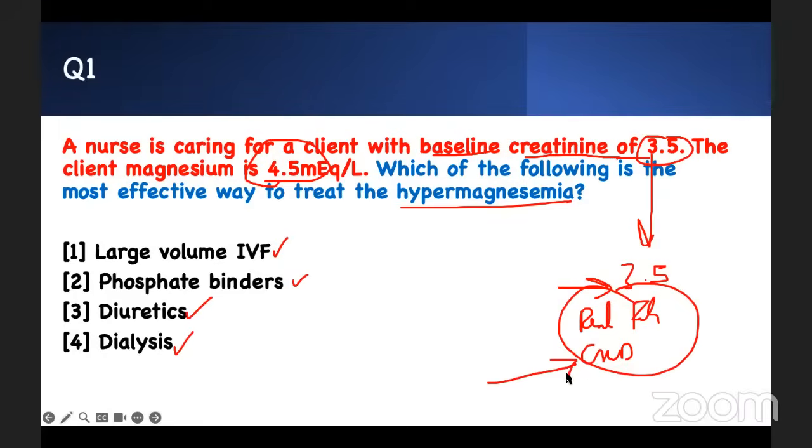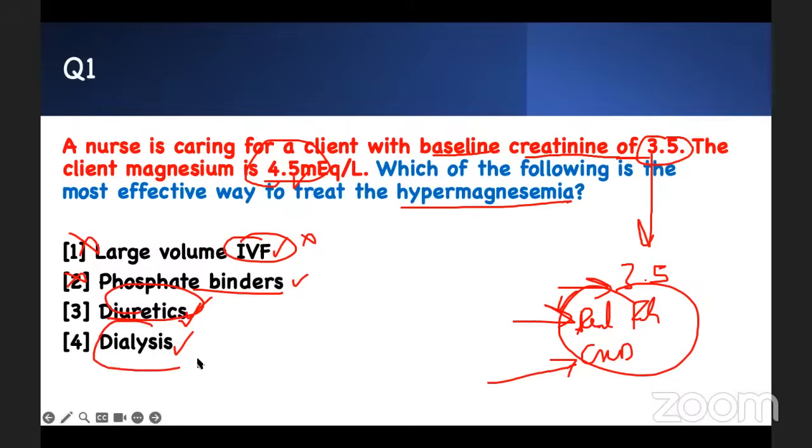Chronic kidney disease. So if I have chronic kidney disease and my magnesium is 4.5, will you give me a lot of fluid? This patient will not tolerate that fluid. He will not like the fluid at all. He's in renal failure. Will you give him fluid? He will be fluid overloaded. He will hate it. The phosphate binder is not going to work. This is not a calcium problem. The diuretic, the kidney is not working. What are you going to do with that?